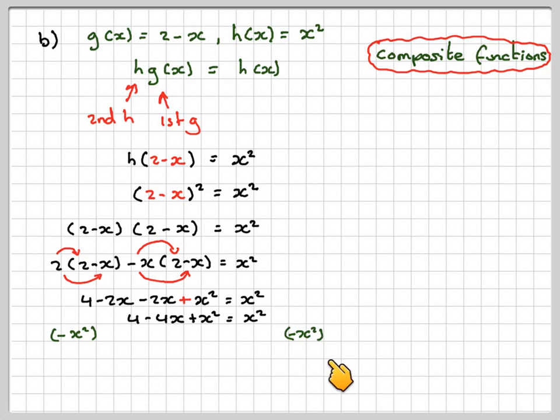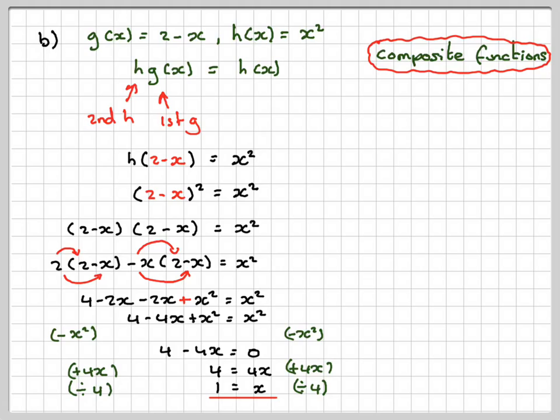If we take x squared from both sides, we now get 4 minus 4x is equal to 0. If we add 4x to both sides, we're going to get that 4 is equal to 4x, and then we're going to divide both sides by 4. We're going to get that x is equal to 1.